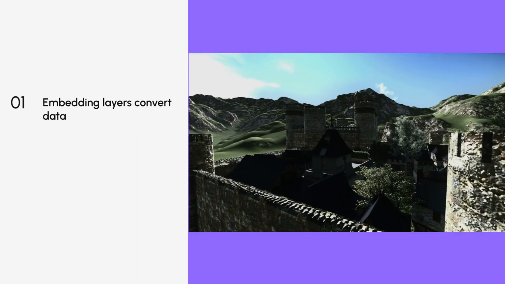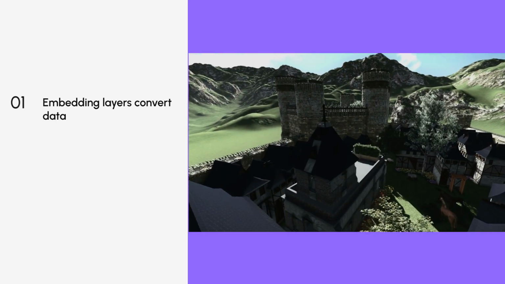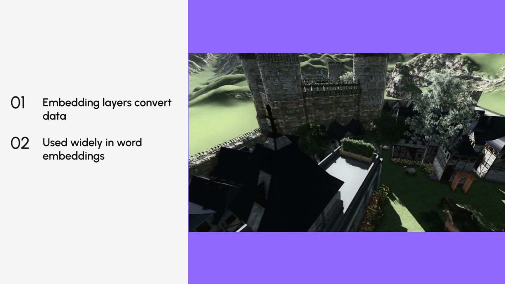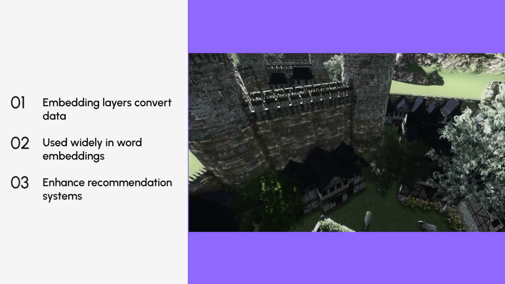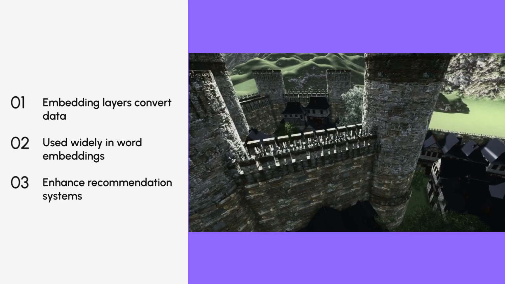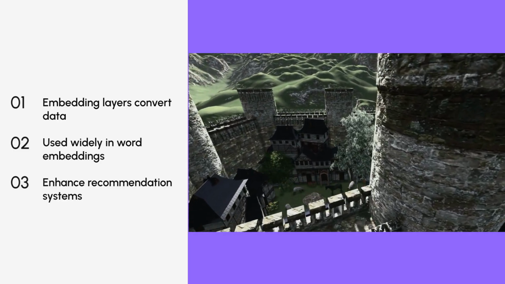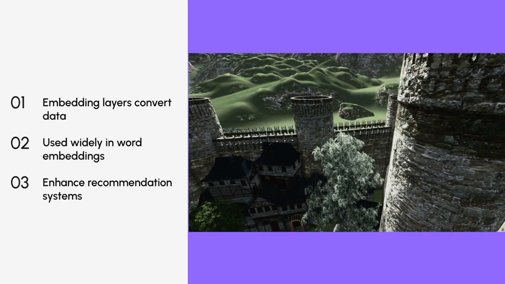Embedding layers convert categorical data into dense vectors. Widely used in NLP for word embeddings like Word2Vec. They enhance recommendation systems with item embeddings. Embedding layers capture semantic meanings in data. They are foundational for text processing tasks.